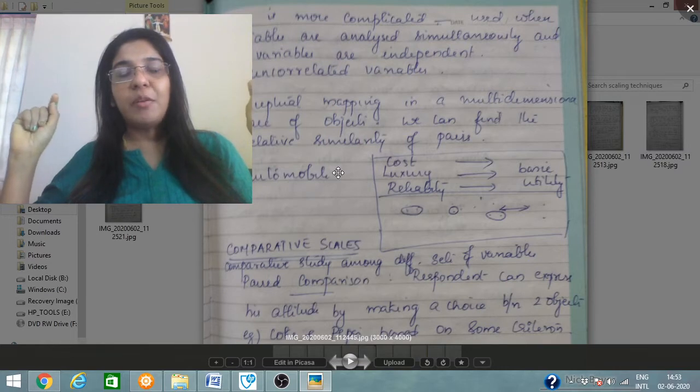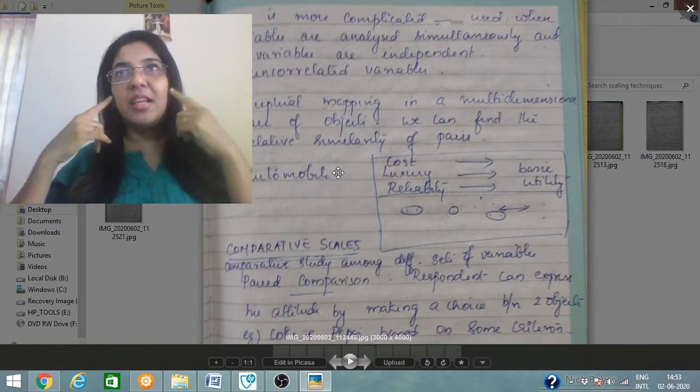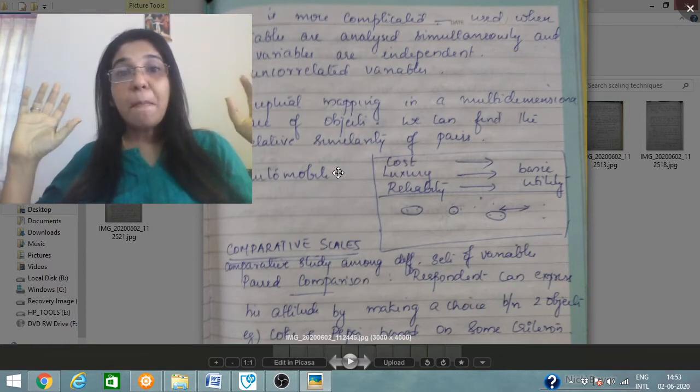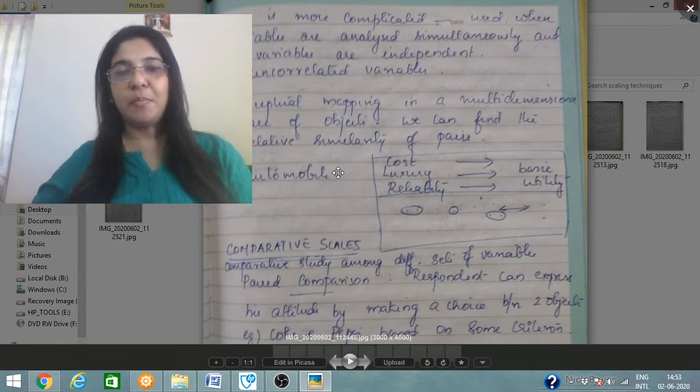For each and every product you take, I think from a different perspective, you think from different perspectives. So there are n number of perspectives when it comes to different sets of people from different countries, from different cultures, etc. So we require a multi-dimensional space when it comes to perceptual mapping.